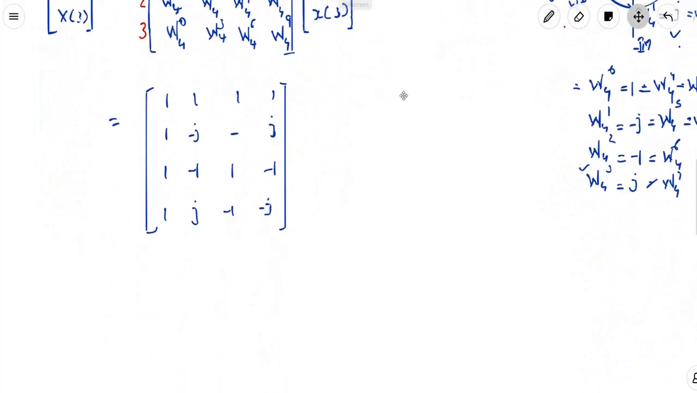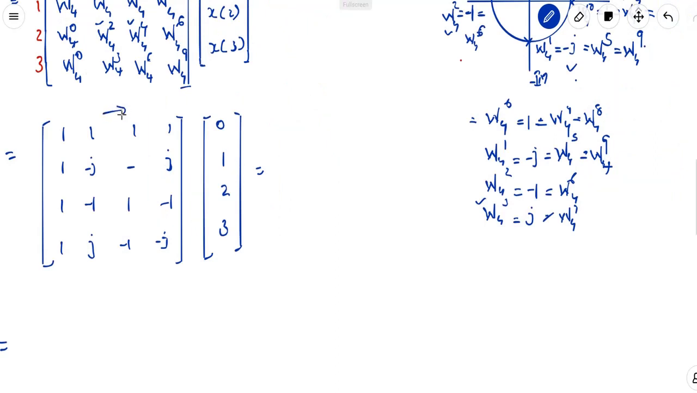So what are the values here? The values are 0, 1, 2 and 3. So we have to multiply row into column. 1 into 0 is 0, plus 1 into 1 is 1, plus 1 into 2 is 2, plus 1 into 3 is 3. Now we will do the second row. Second row into column: 1 into 0 is 0, minus j into 1 is minus j, minus 1 into 2 is minus 2, j into 3 is plus 3j.